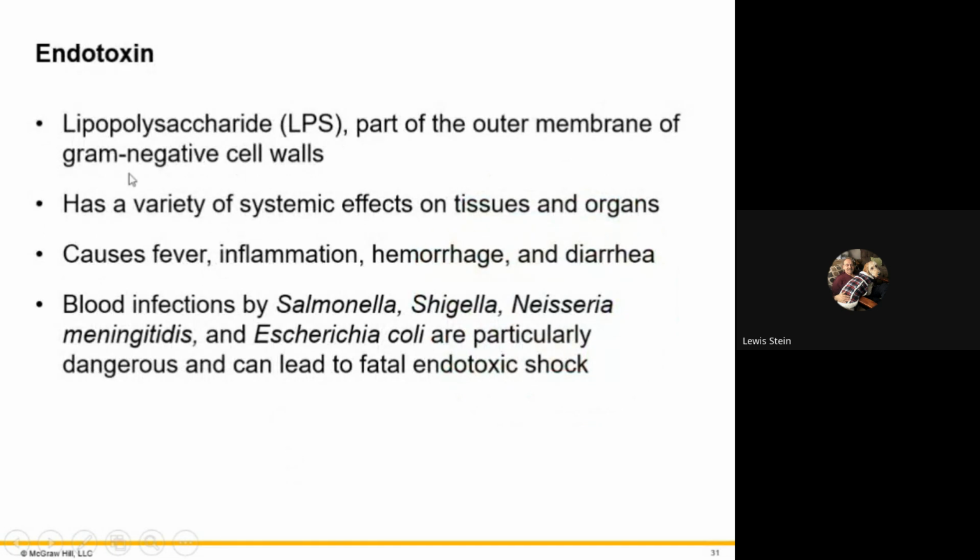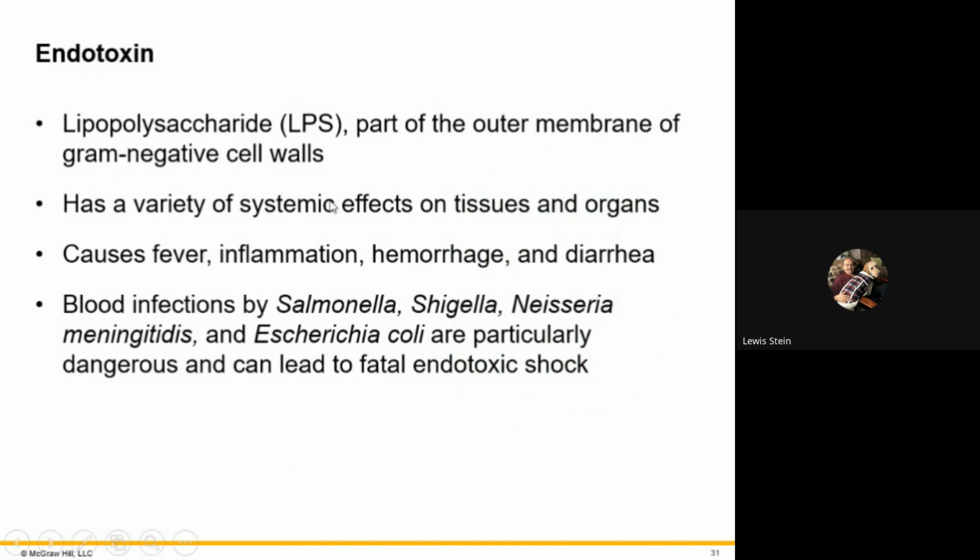Endotoxin. You all learned about this. An endotoxin is not a toxin that's secreted. It means the structure, the lipid A component of the LPS layer, part of the outer membrane, the lipopolysaccharide layer. So go back and review that.